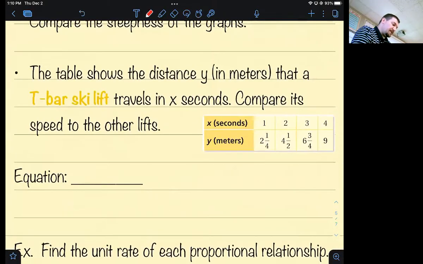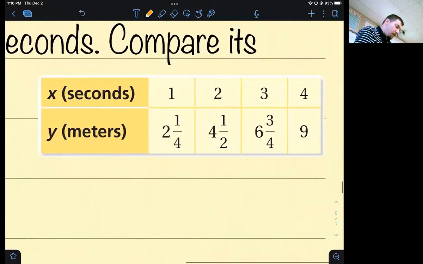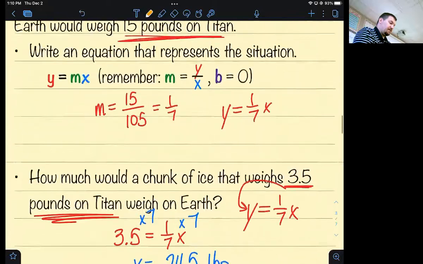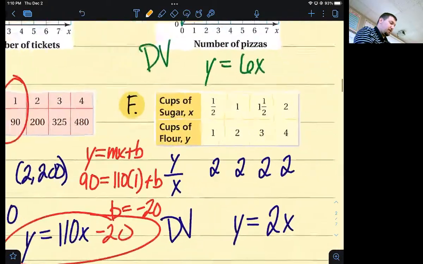The table shows the distance Y in meters that a T-bar ski lift, now don't ask me what that is because I don't know, travels in X seconds. Compare its speed to the others. Okay, so for the T-bar lift, does it go through the origin? Doesn't look like they gave me that information. How could I tell if it goes to the origin? I wonder if we can find one similar to it up here. How could we tell that this was going to be a direct variation?